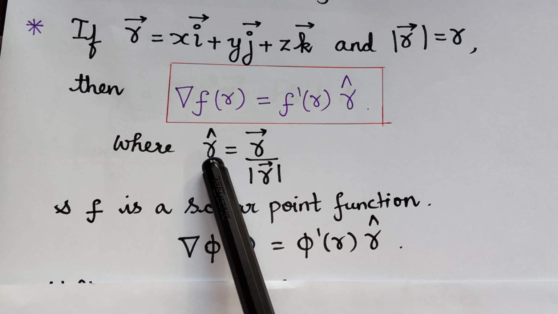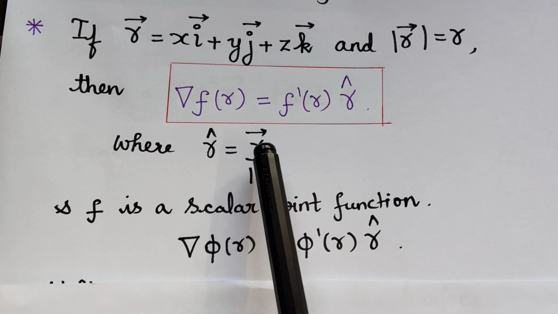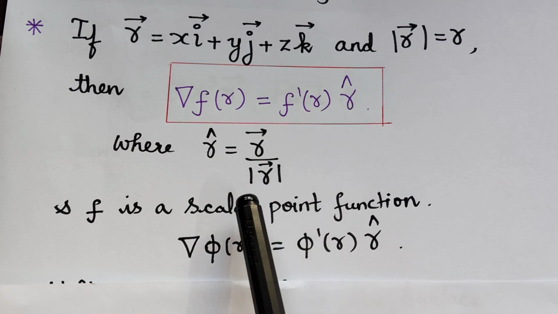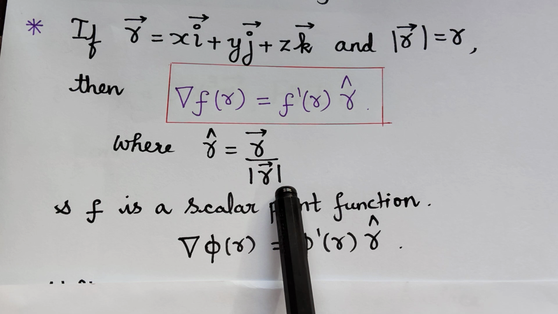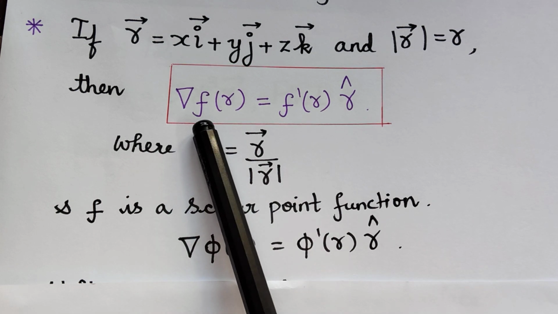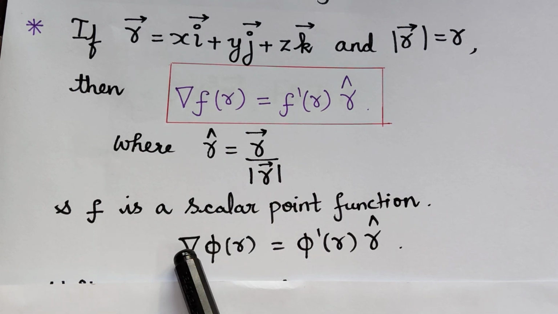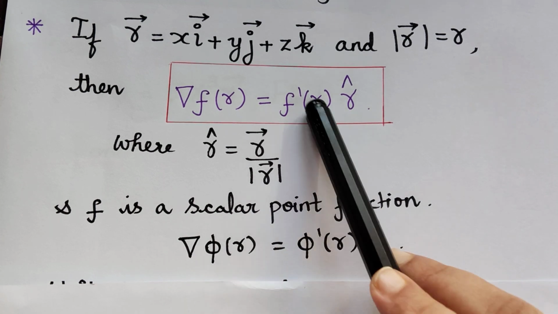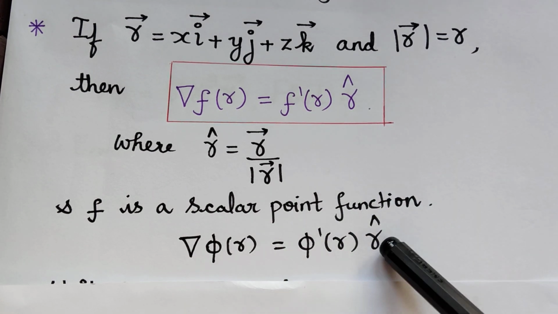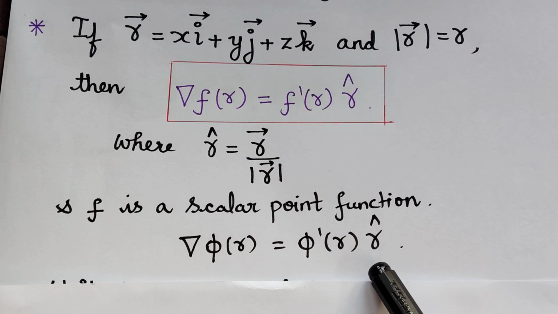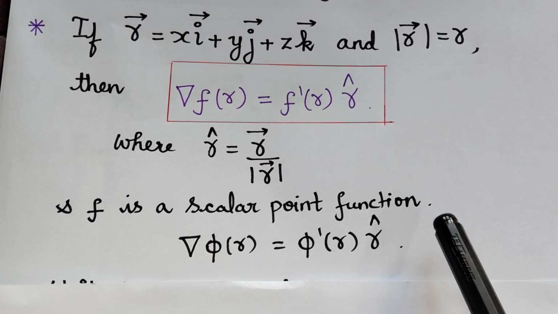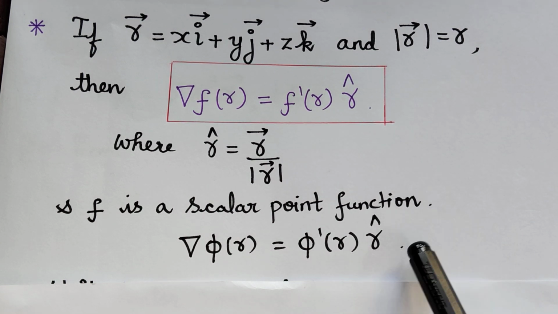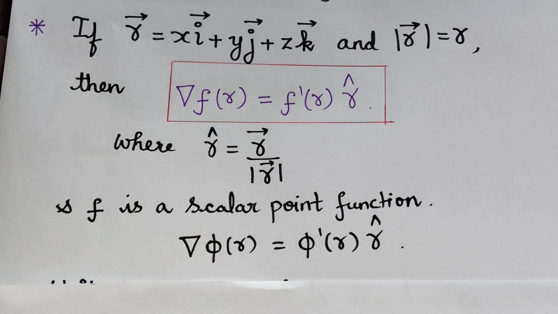Now r cap here is the unit vector, and so it will be equal to r vector divided by modulus of r vector. This f is a scalar point function. It can also be written as nabla phi of r, which is equal to phi dash of r multiplied by r cap. Now using this concept, let us find phi in our problems. So let us see how to apply this concept.